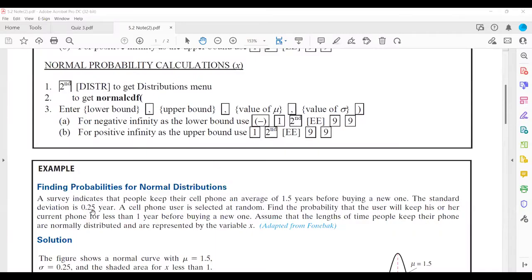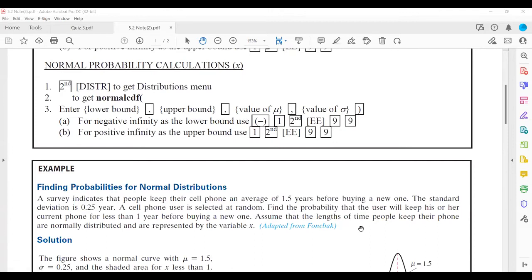Thank you, Kelly. So as you can see here, you have a survey. You're a statistician, you ran a survey, and you found that, on average, it takes 1.5 years for people to buy a new cell phone. The standard deviation is 0.25 year, and your goal is to find the probability that the user will keep the phone for less than 1 year before buying a new one.